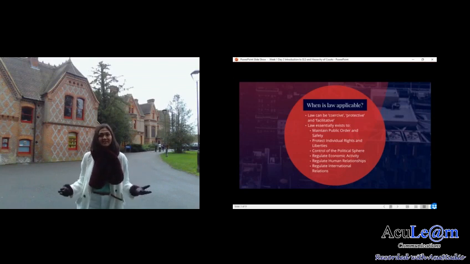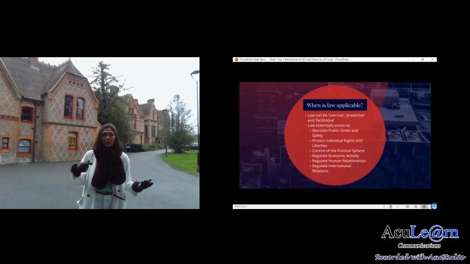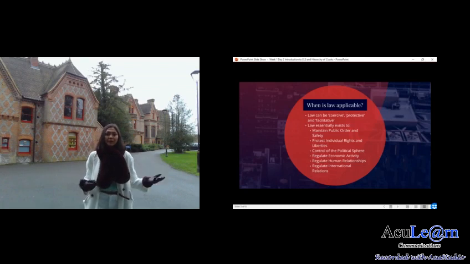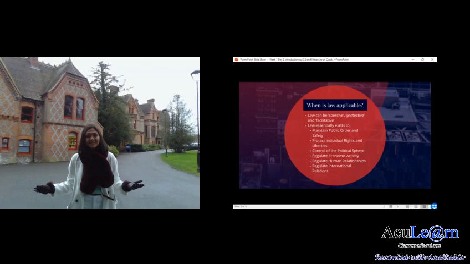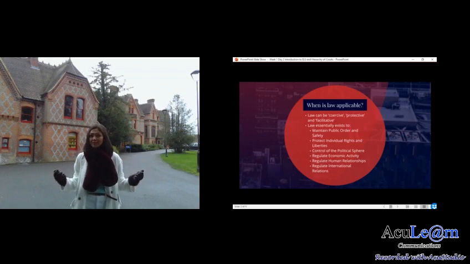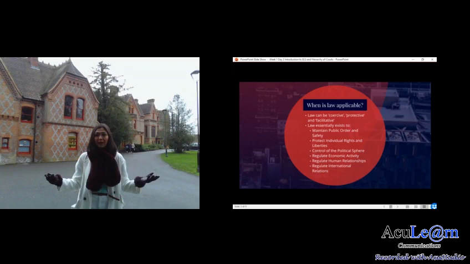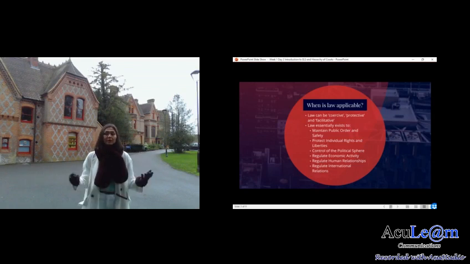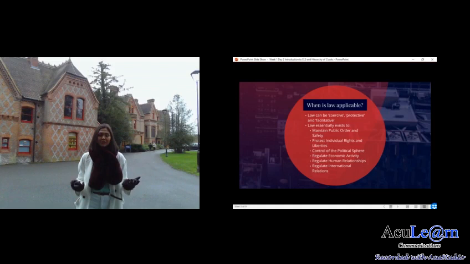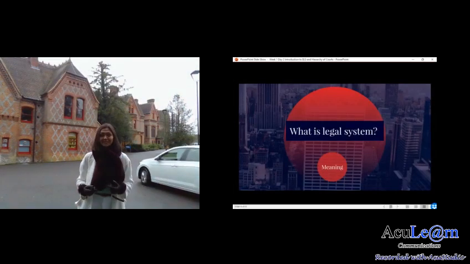Law exists for reasons not limited to what I've provided on the slides, but it can be beyond that. What I've highlighted is just a few reasons why law is created: to maintain public order, to ensure the safety of the citizens, to protect individual rights on what they can or cannot do, to control the government power in the political sphere, to regulate economic activities when we mention international trade, and also to regulate human relationships.